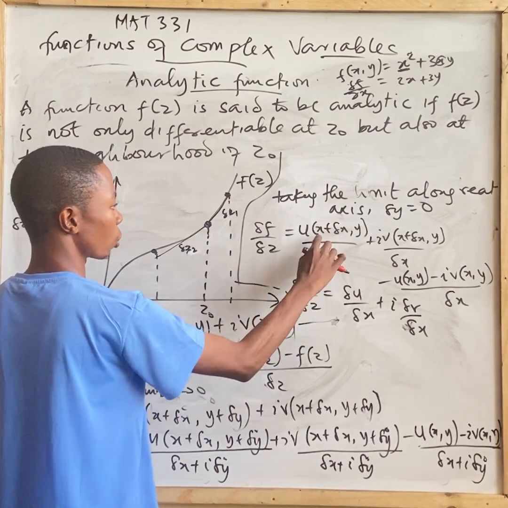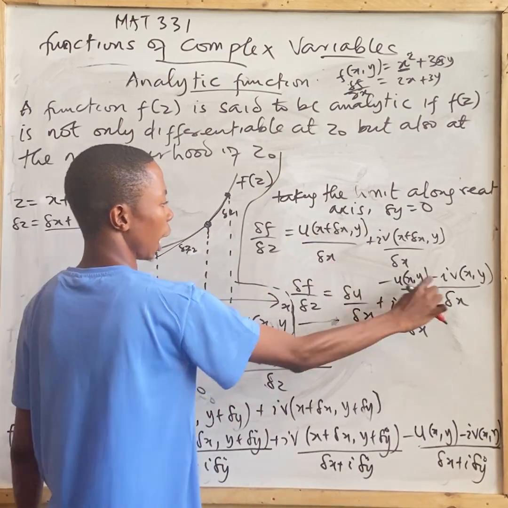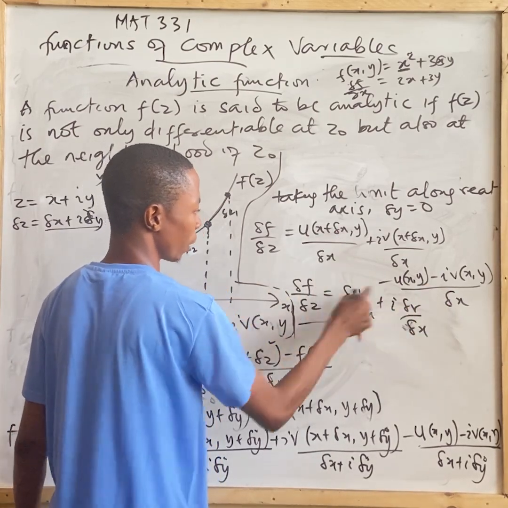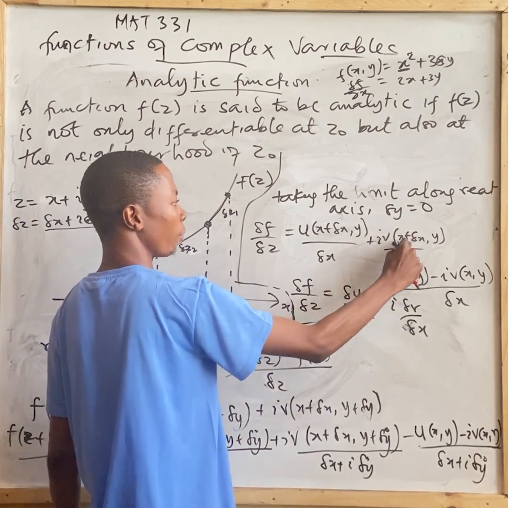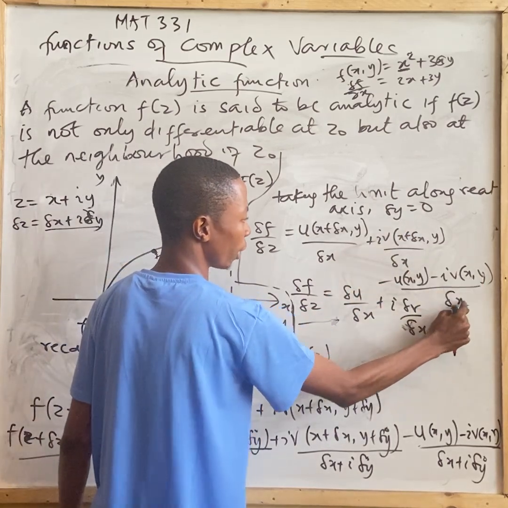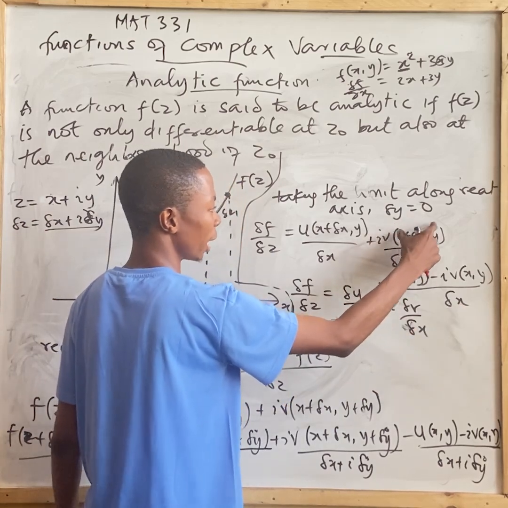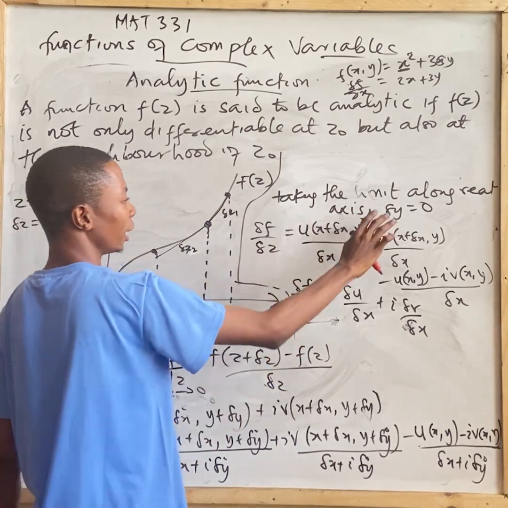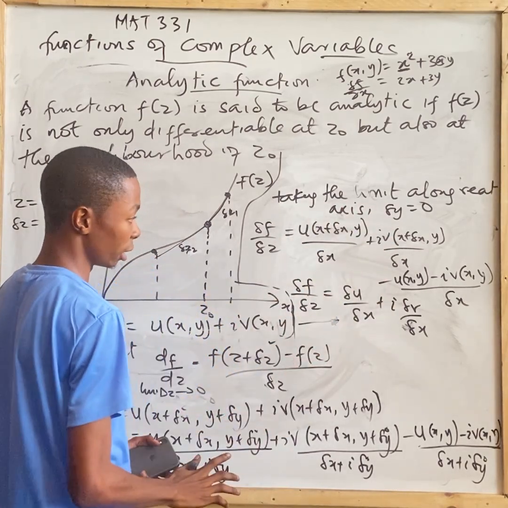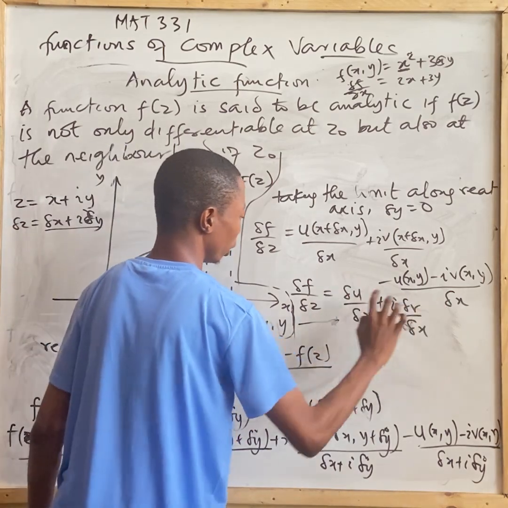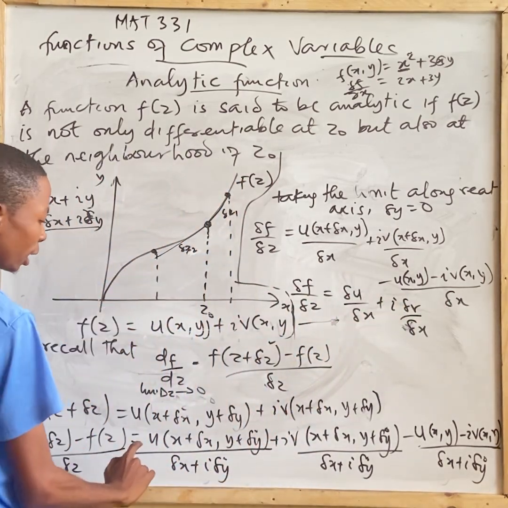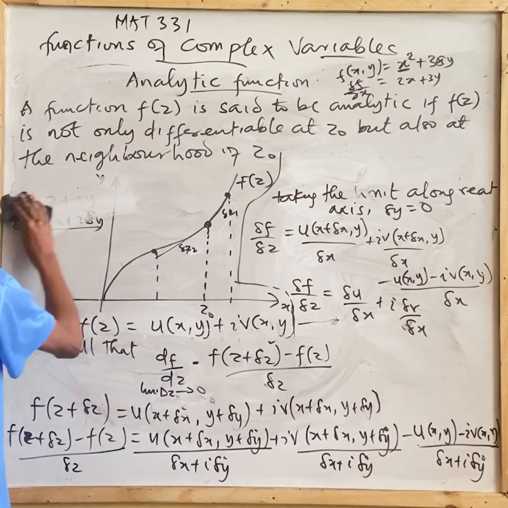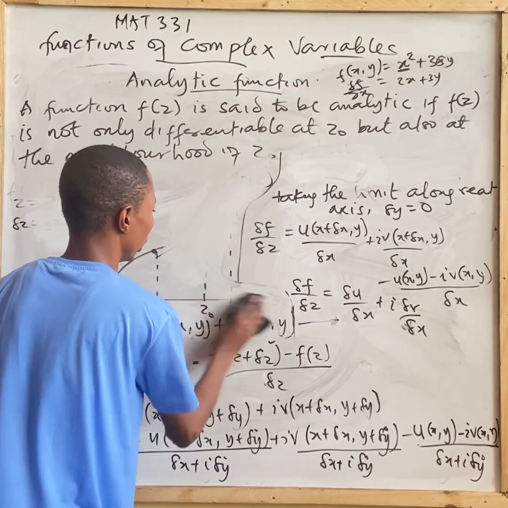We have df/dz equals u of x plus dx, y minus u of x,y, divided by dx. So this is the partial derivative of u with respect to x. And what we have here is v of x plus dx, y minus v of x,y, over dx, which is the partial derivative of v with respect to x. So that's one. This is when I take the limit along the x-axis, the real axis. Then the next thing is that I'll take the limit again along the imaginary axis. Let me clean the diagram that is there.